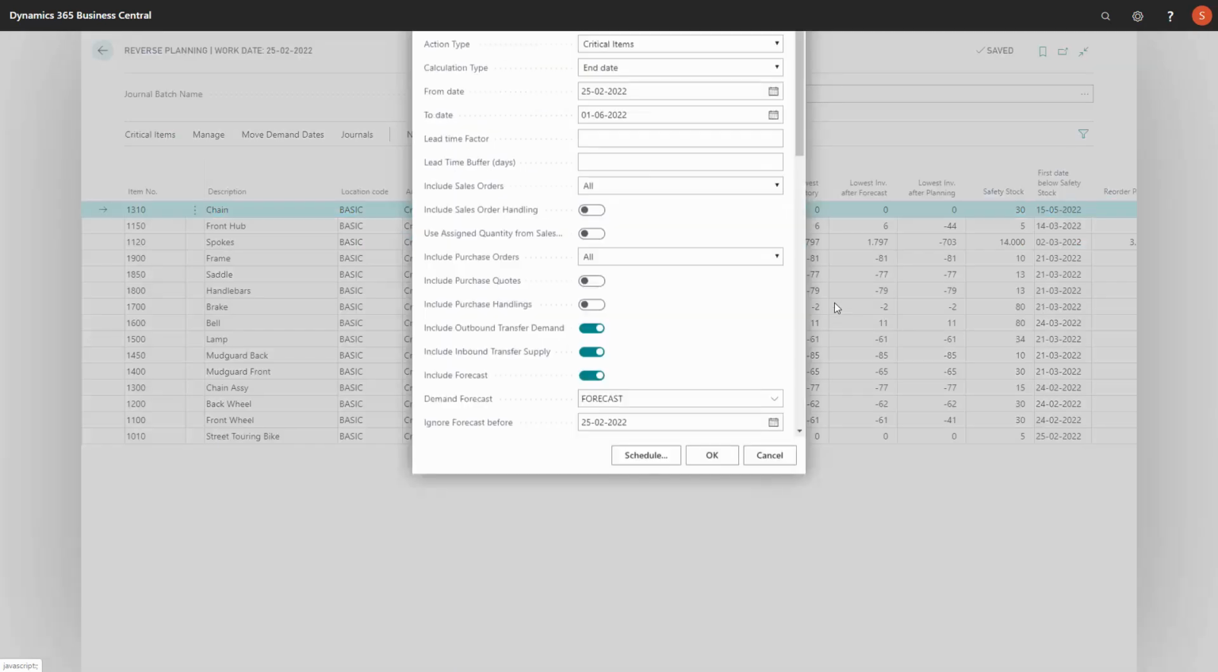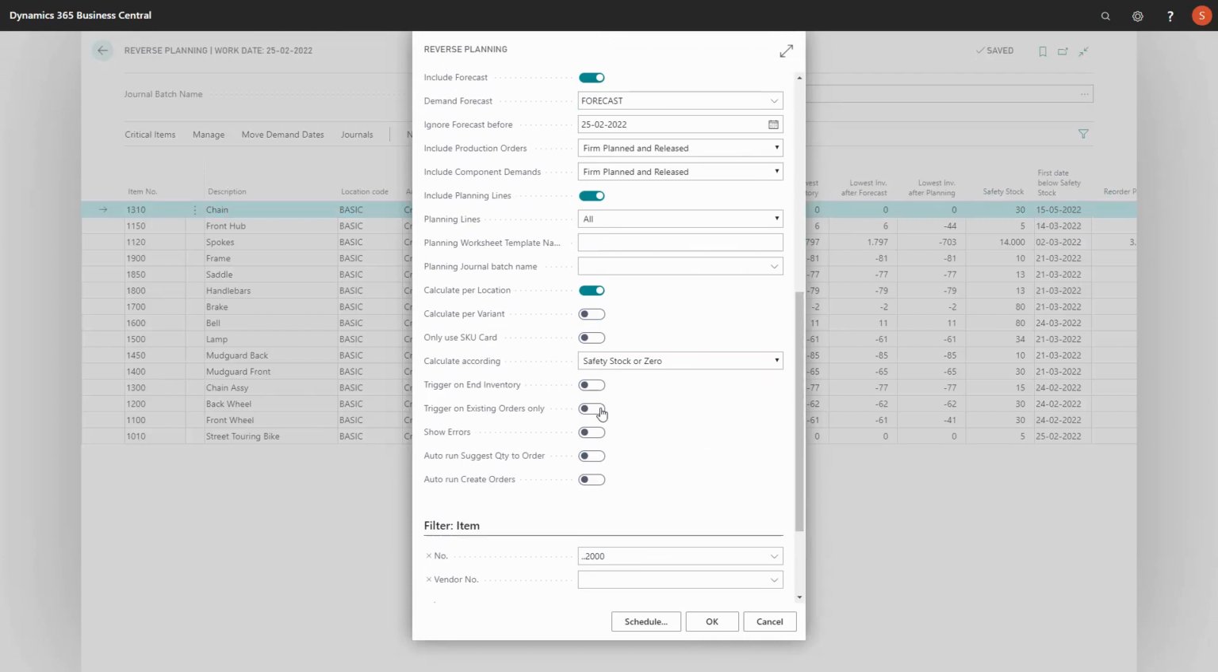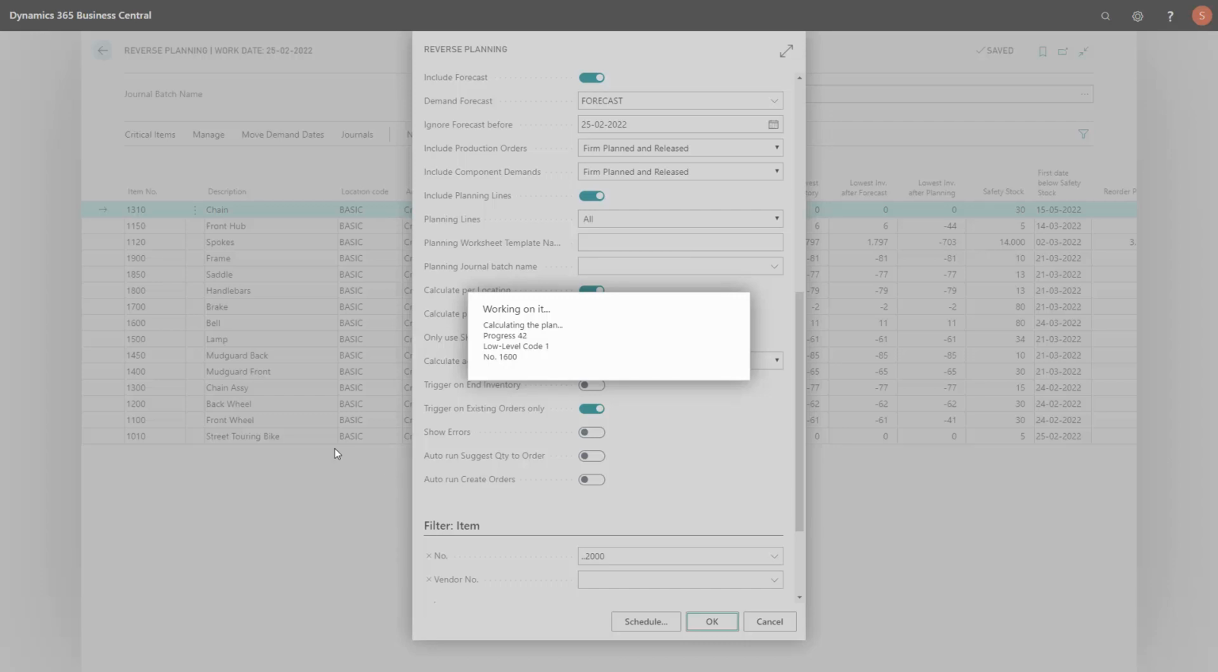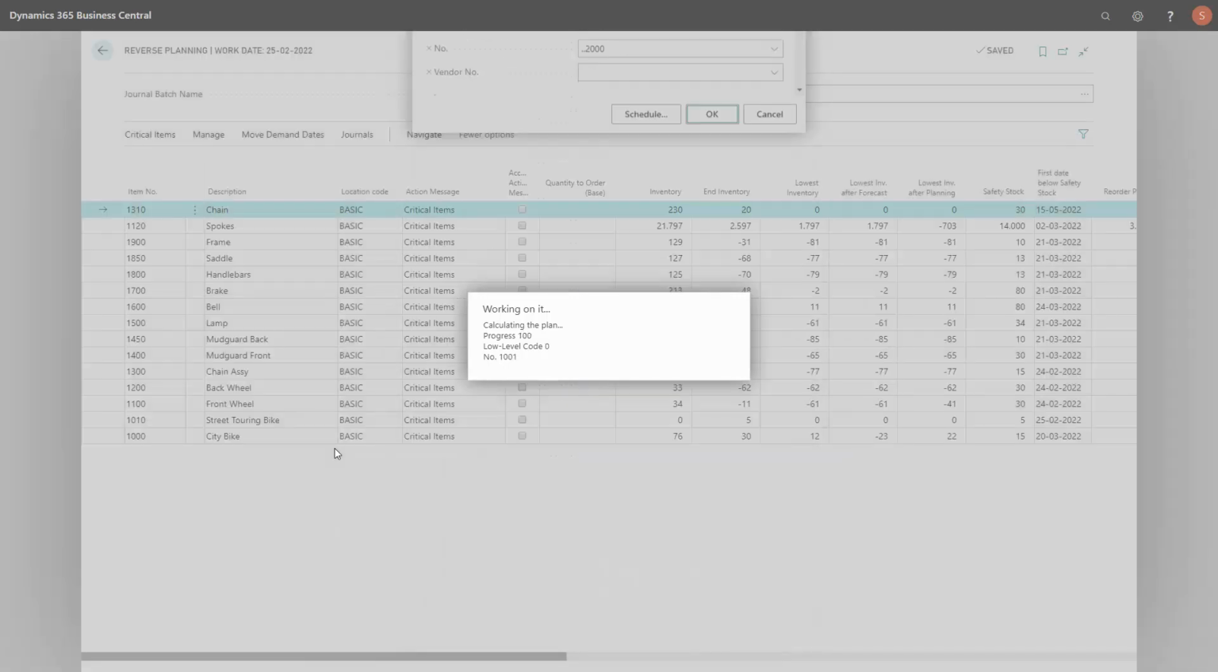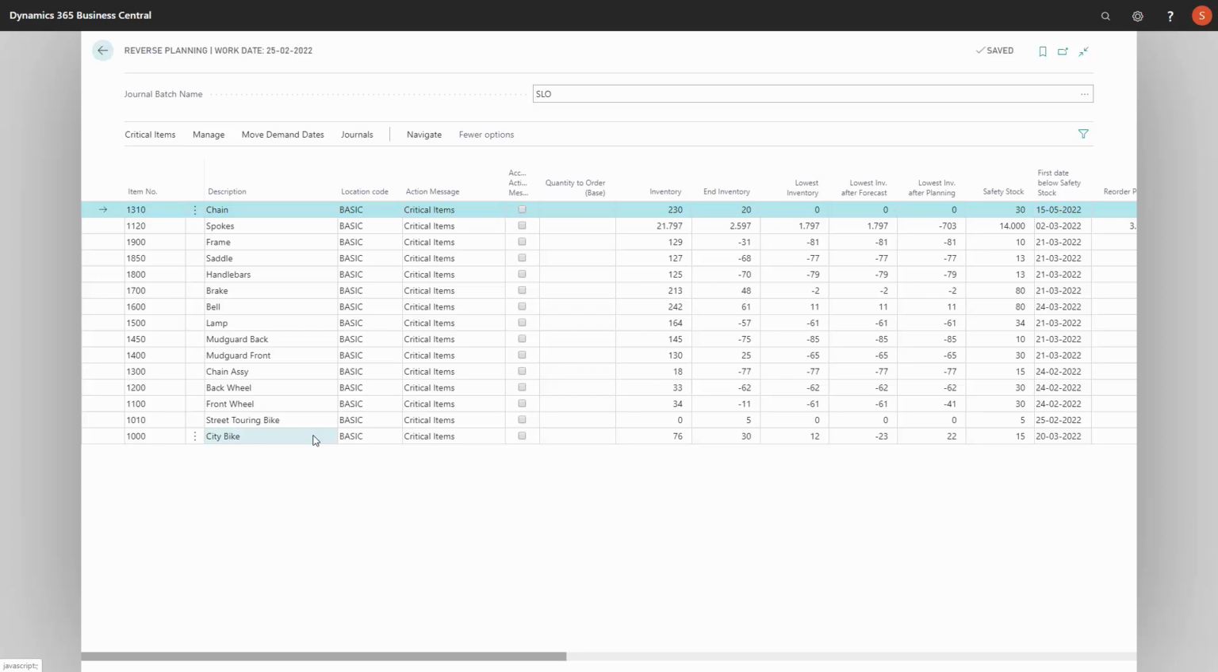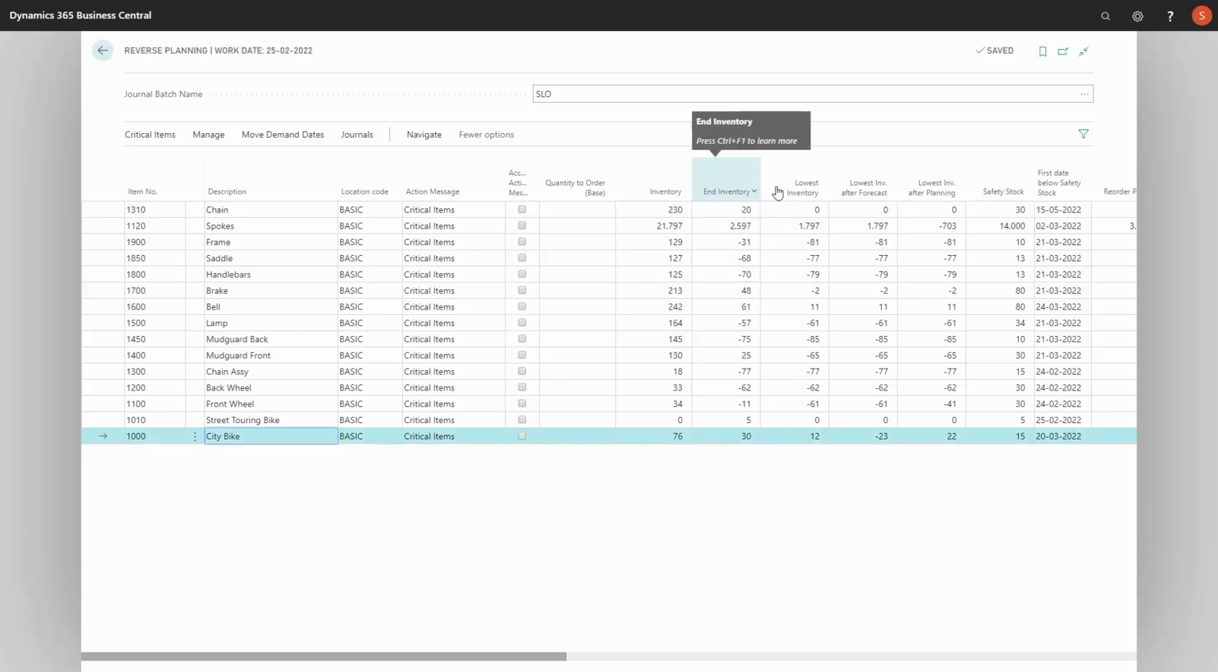Therefore, if I set the check mark, Trigger on Existing Orders Only, the trigger that determines whether to put the line in the reverse planning journal or not is only the inventory column. So now it's here, and I can see the lowest inventory column is 12, therefore it's triggered, even though my end inventory is positive and my lowest inventory with planning lines is above safety stock. So if I didn't set the check mark, it will not be triggered.